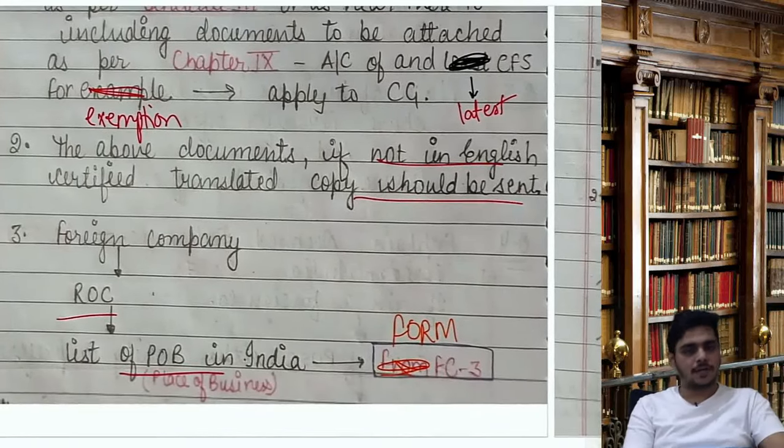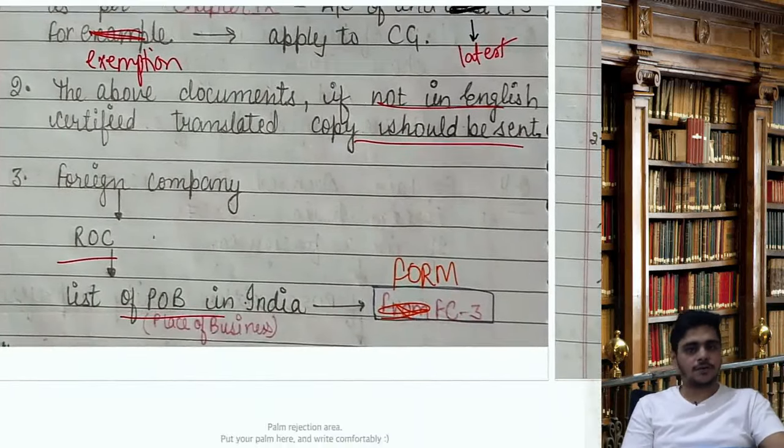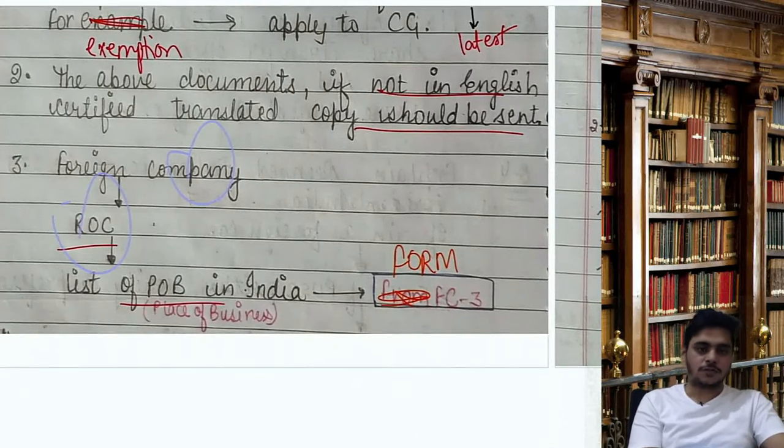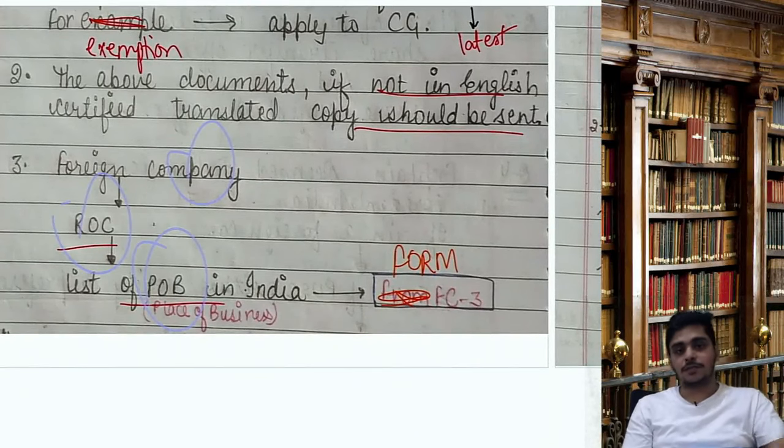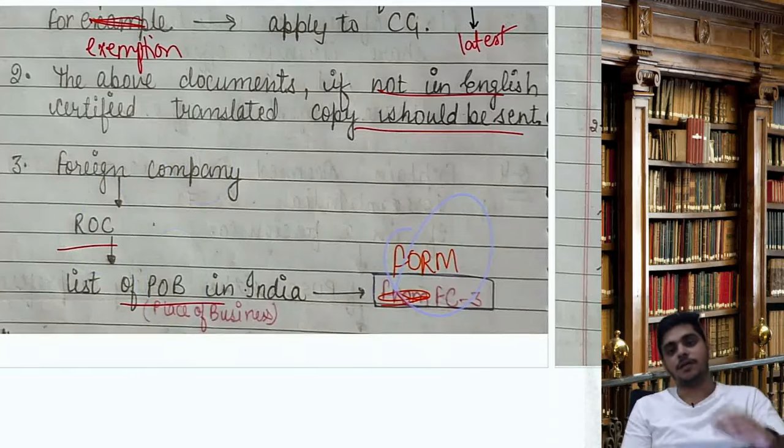The above documents should be in English. If not in English, then a certified translated copy. The foreign company should also give to the ROC the list of places of business in India, in form number FC3.